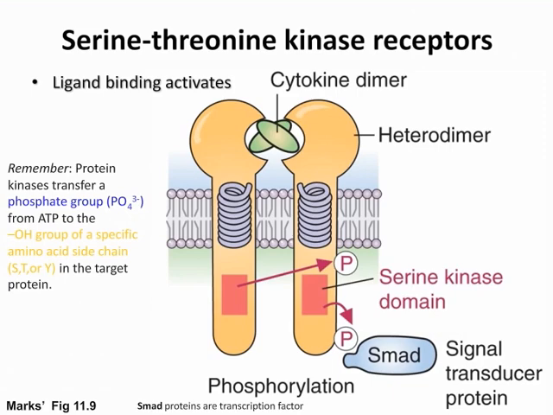So the last one is the serine-threonine kinase receptor, very similar to the other two. The only difference is that the ligand is a dimer. So two cytokines will have to bind to those monomers, and they're going to form a cytokine dimer. Those monomers, again, form another heterodimer, and you'll notice those pink boxes are your serine kinase domains. Again, kinases phosphorylate things, so it's going to phosphorylate the cytokine receptors, and that'll cause another signal transducer protein called SMAD to bind to the phosphate and bring it to somewhere in the cell, causing a cellular response.